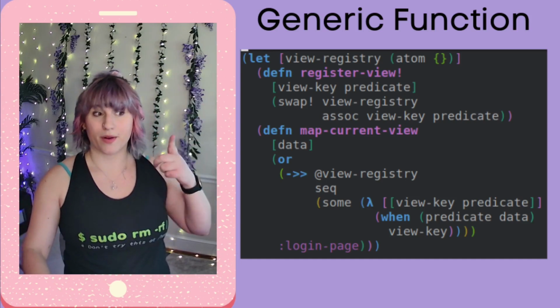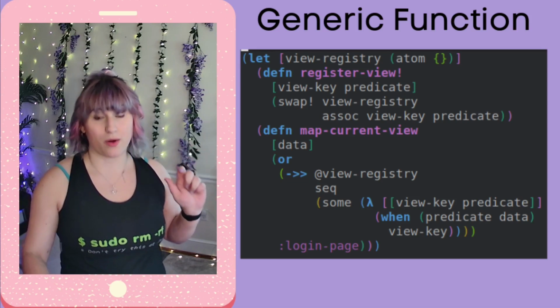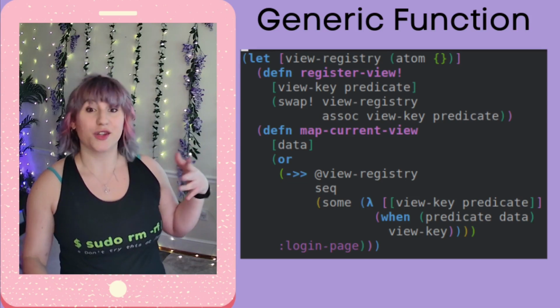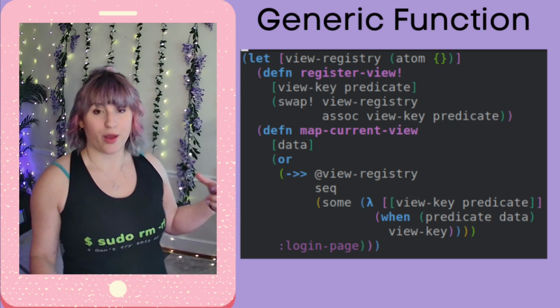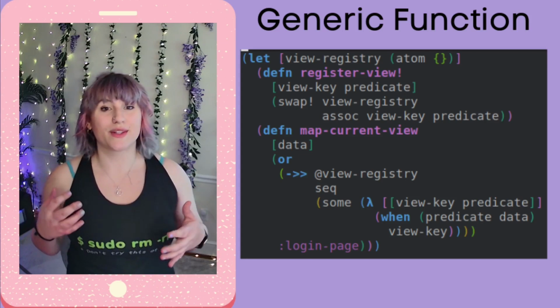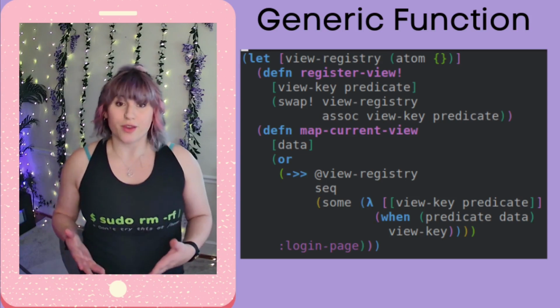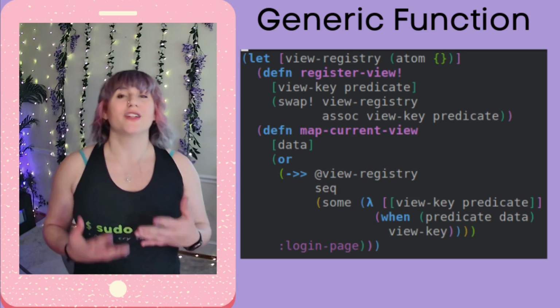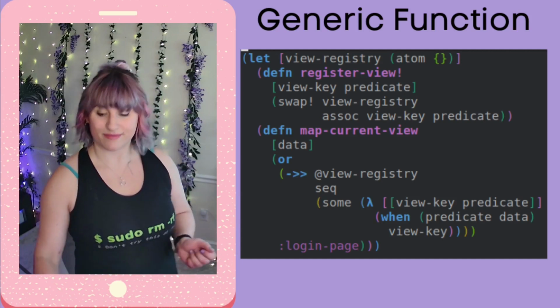Now, map current view. This is the backbone of the operation here. She looks at the data and returns the first view key in the registry whose predicate is satisfied. Now, keep in mind, keywords are not the only way to implement generic procedures, but register view is deliberately designed to have a visually similar API to defmethod, as you'll see shortly.